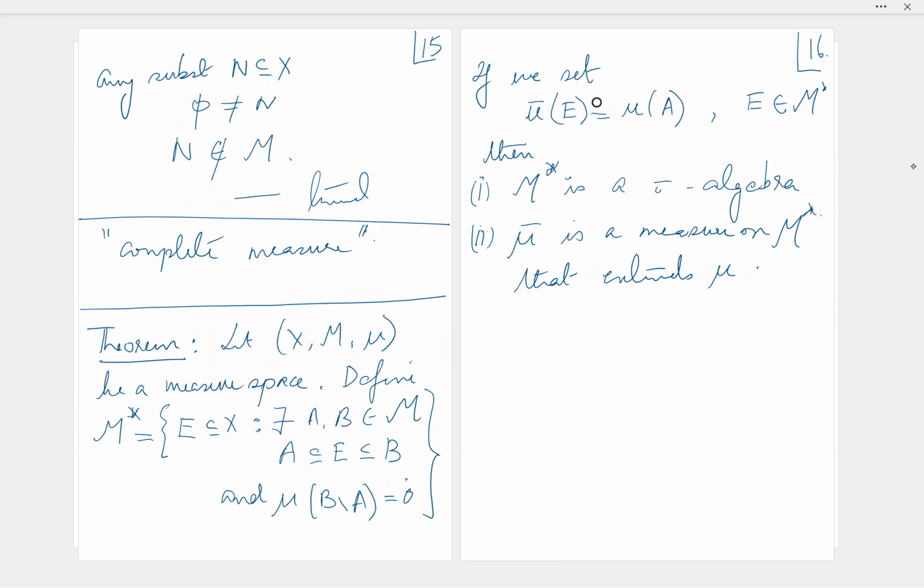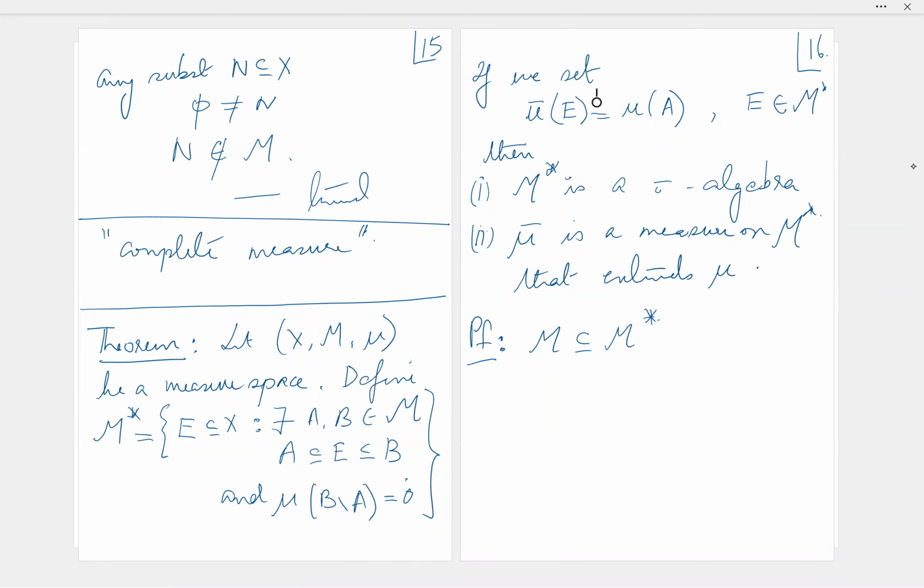Have a look at curly M star again. Can you immediately find a collection which is sitting in M star? Ma'am, M is itself in M star. The entire collection M is sitting in M star. Why is that? Because for any element E of M, we can take A and B to be the same set E. So all of this is satisfied, and the entire M sits inside M star.